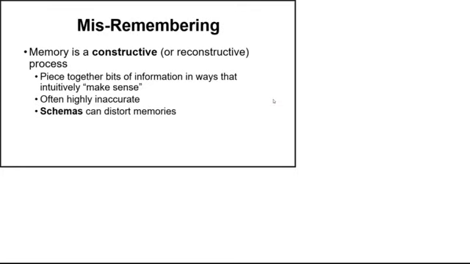All right, and so this gives us that idea that memory is a constructive and reconstructive process, where each time we pull information out of memory and do something with it, we can kind of add to it. So we piece together bits of information in ways that will make sense or match our existing schemas. And it can lead us to have very highly inaccurate recollections of that.